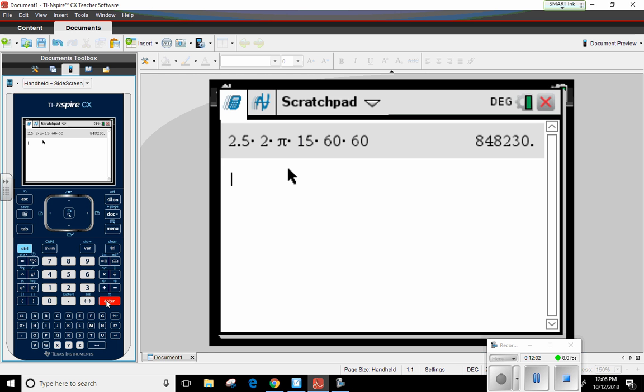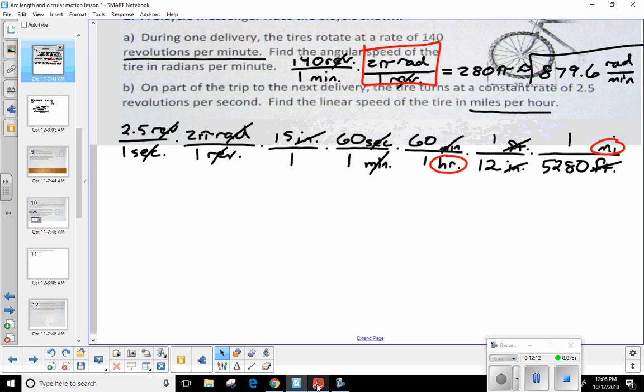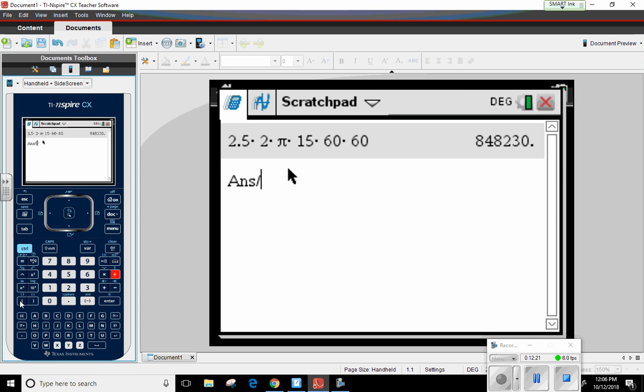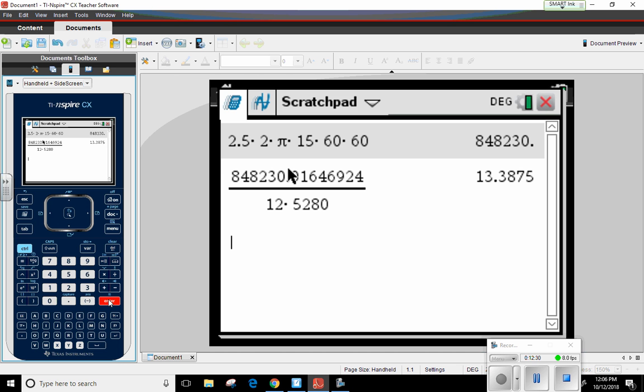So this is going to give me the numerator, right? Now, what am I going to want to divide this by? There you go. I want to divide by the product of the two. So what I'm going to do here, I'm going to go ahead and say divided by parentheses 12 times 5280. I'm letting the calculator just take care of everything for me. So as soon as I push enter, I'll know exactly how fast the bike is going. So I'd say about 13.4 miles per hour.